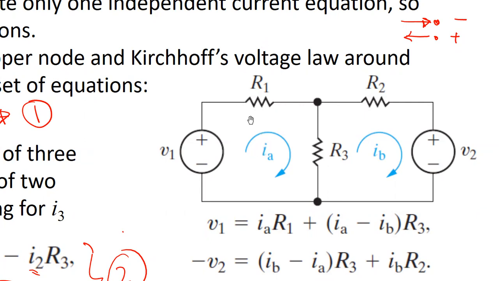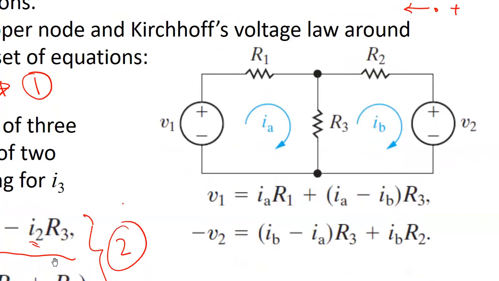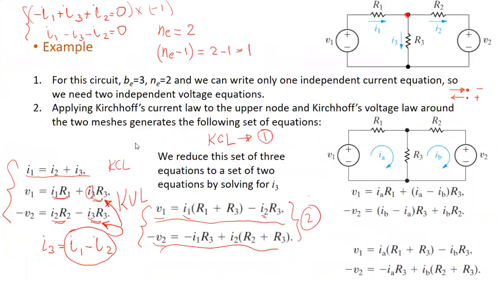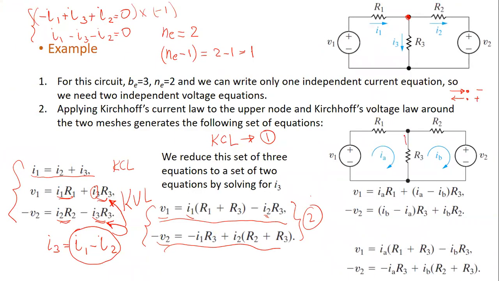So I'm writing KVL for IA. So I'm writing IA multiplied by R3. And at the same time, I need to do minus IB multiplied by R3. Or if I want to make it more clear, the current which is flowing here downward will be IA minus IB. Or the current which is flowing upward, it's the same current but in a different direction, will be IB minus IA.